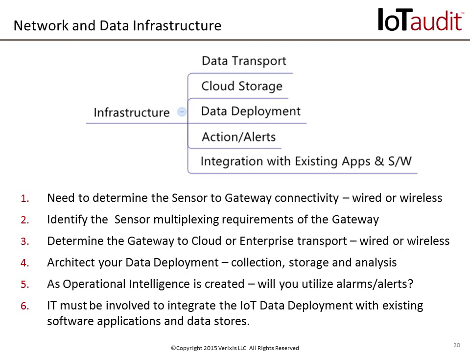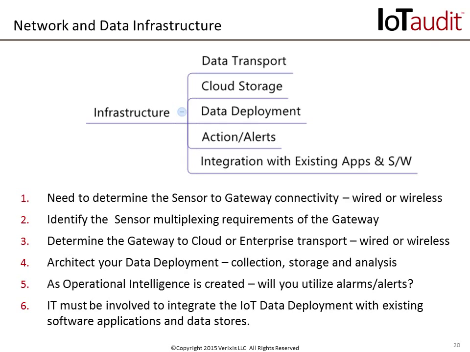Next, we want to take a look at the network and data infrastructure. What are your data transport mechanisms going to be? What type of cloud storage are you going to use? Where and how will your data be deployed? Are you going to implement action and alerting mechanisms, potentially even visual alerts in your IoT network? And lastly, you have to take a look at the integration with existing apps and software.